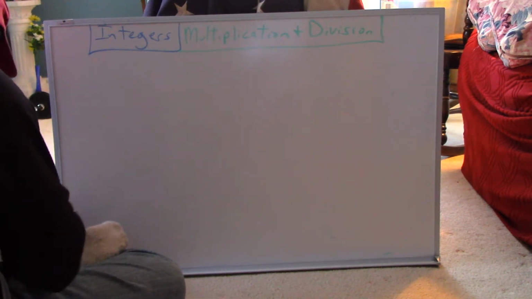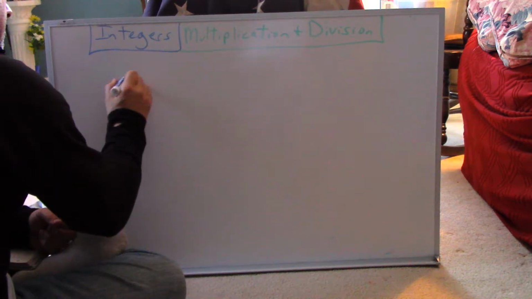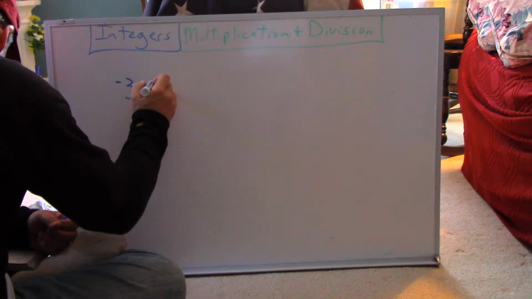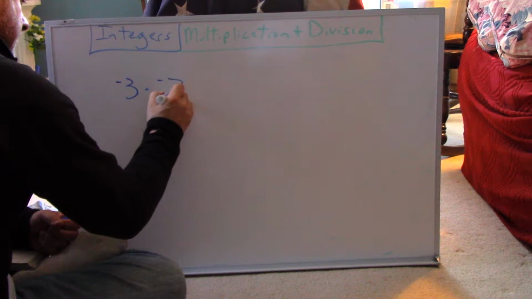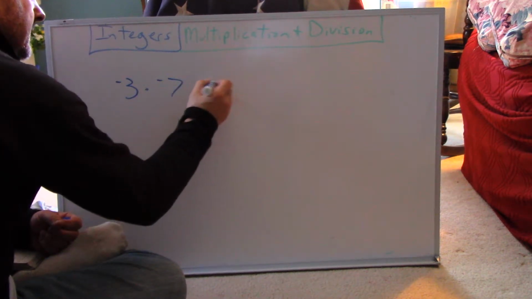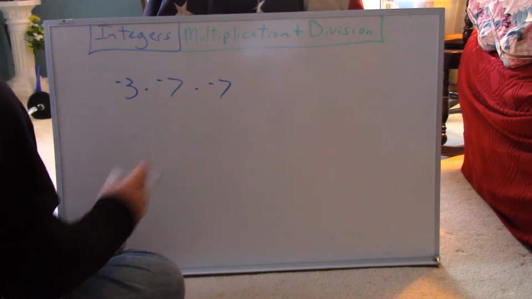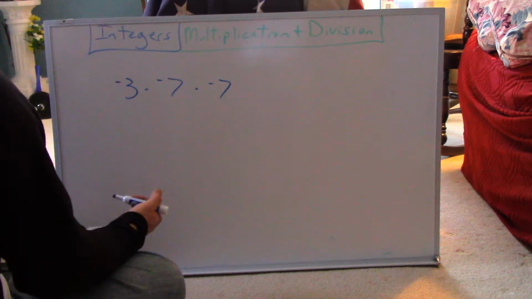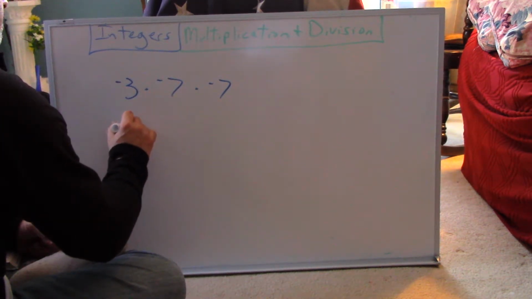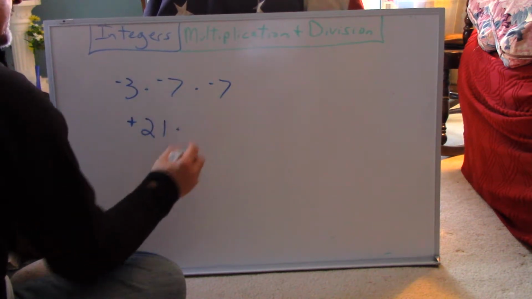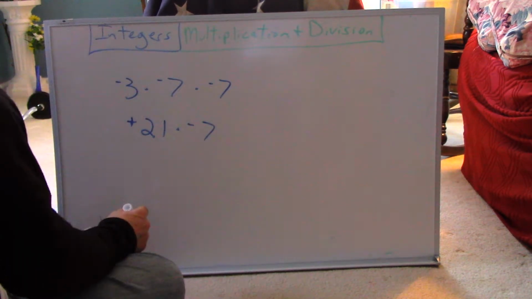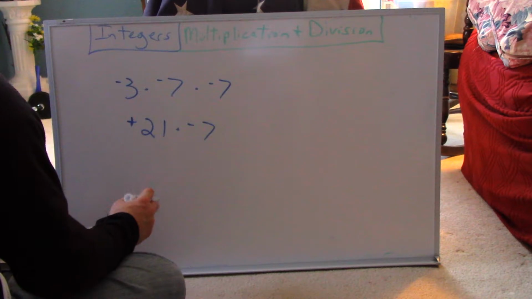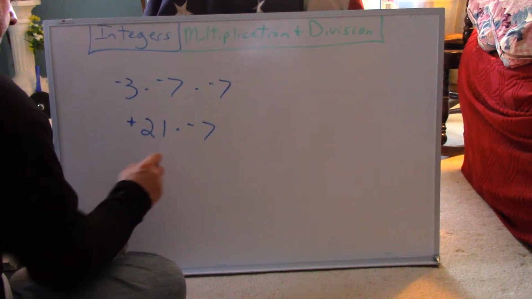Now, let's do the next one here. Negative 3 times negative 7 times negative 7. So, we do 2 at a time. Negative 3 times negative 7 is positive 21. Times negative 7. Well, we know the answer will be negative because the signs are different.